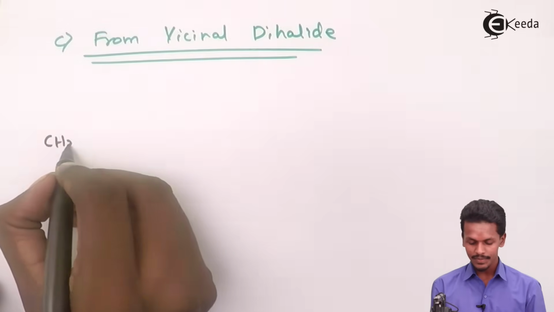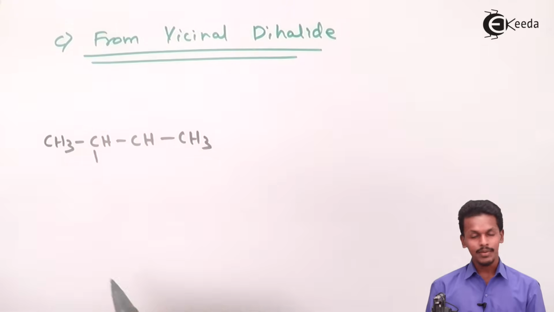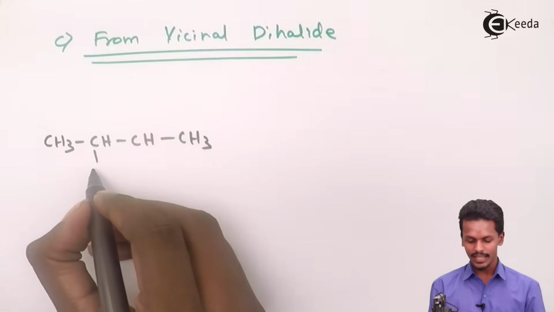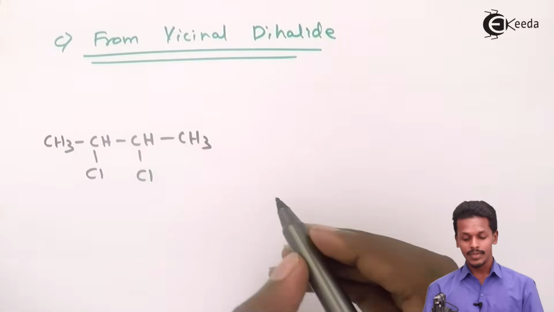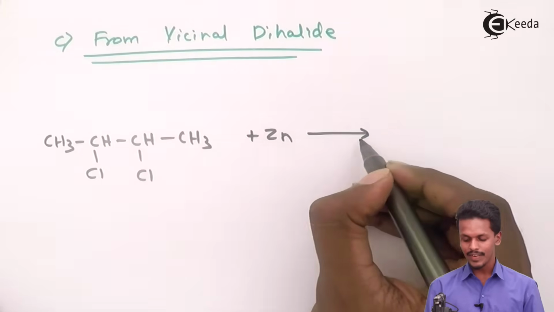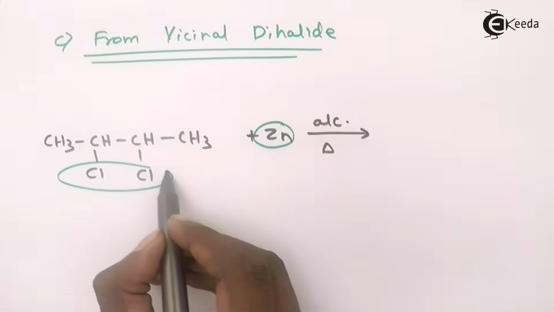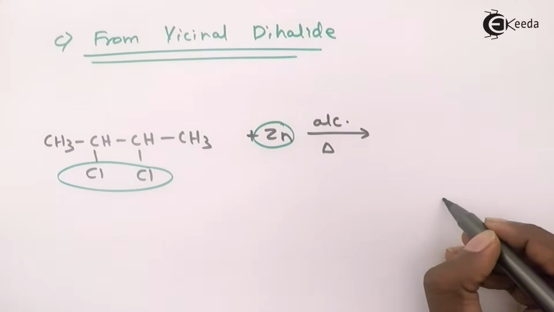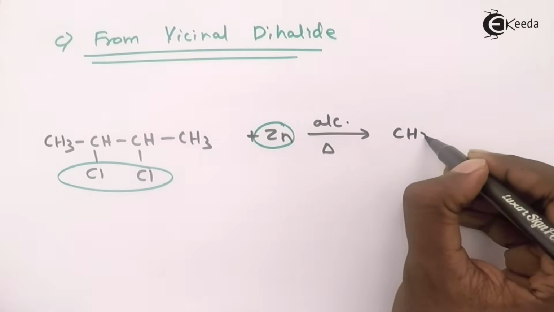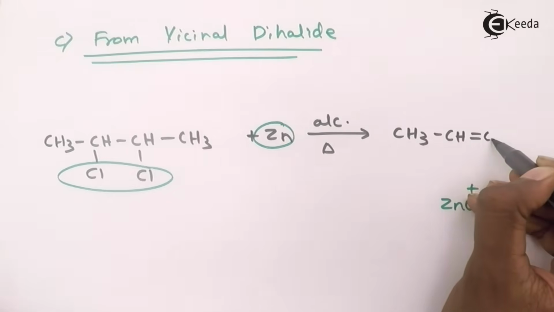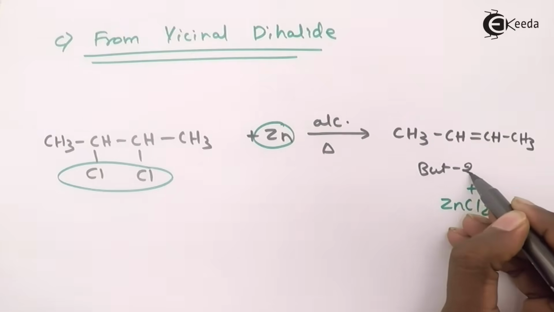That is CH3, CH, here it will be CH, and here I will write CH3, and I could take any halide. Suppose in this case I am taking chlorine, and I am reacting it with zinc in alcoholic conditions, and I will heat it. What will happen is zinc will remove these two chlorine atoms in the form of ZnCl2. The only thing obtained is CH3, CH double bond, CH, CH3, making this but-2-ene.